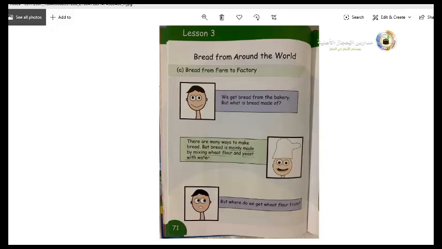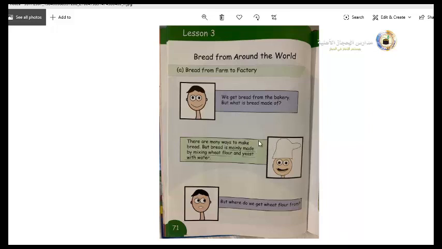Hope you're doing well. This is your social book, page 71. This is the last lesson in this semester. We will talk about bread. All of you know what bread is, and every day you use it making sandwiches at your breakfast, at your dinner. So, today we will talk about the process of making bread.